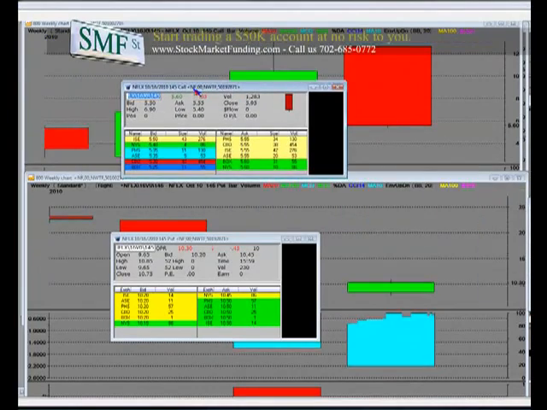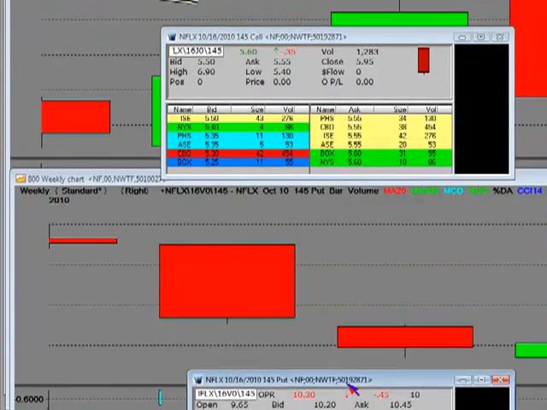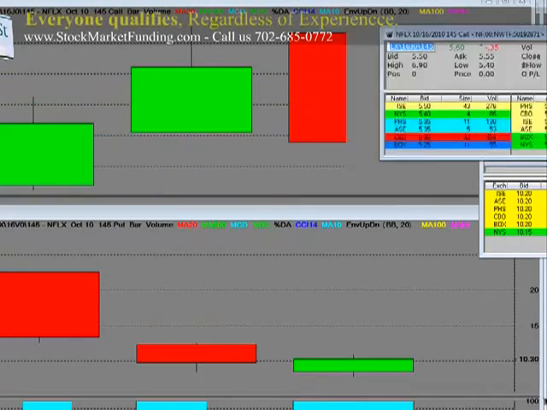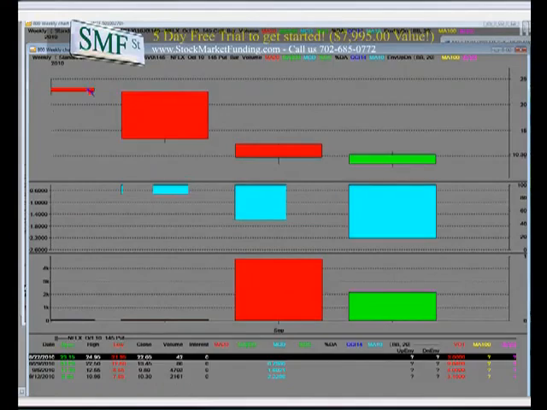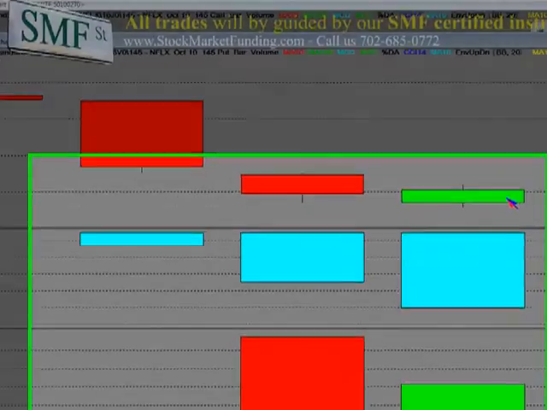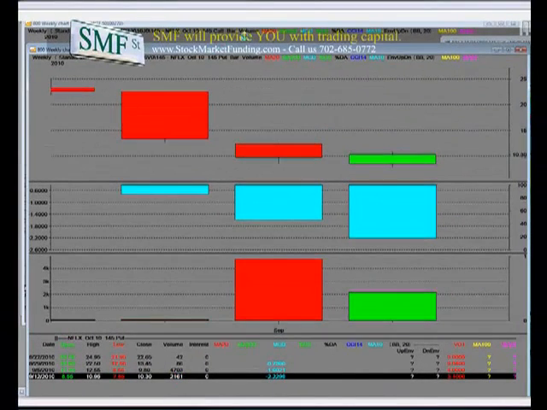So 145 call, I'm going to give you the analysis. I'm going to give you an analysis on the 145 put. Wow, look at the pricing structure here. MMTs, look at this one. Look at the highs over here 4 weeks ago. 24.95. Look at that low, it just so happens to be 7.85. Okay? That's what it is.